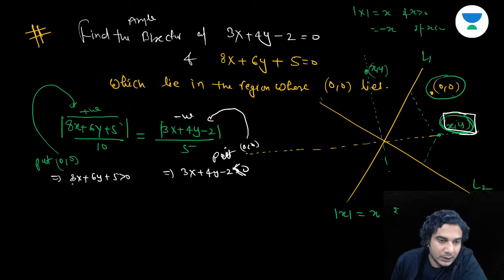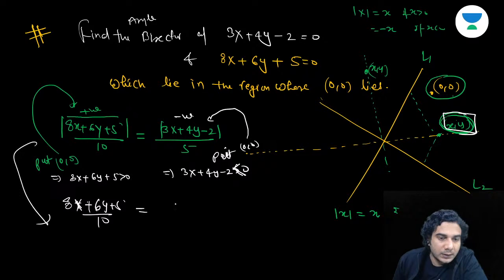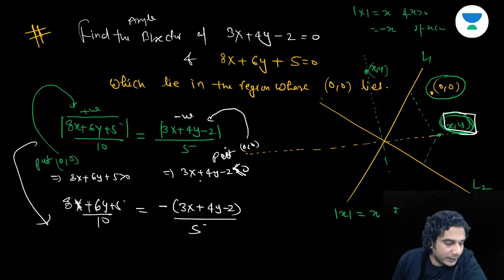That means first I'll remove mod without any sign. That means 6x, 6y plus 5 divided by 10. I'll write this with plus sign, and the second will be with negative sign, minus of 3x plus 4y minus 2, because there is a negative quantity and I want to remove mod. I want to write it without mod, so I'll have to put my minus sign, okay? So minus of minus will make it positive. So you are equating the positive quantities now.